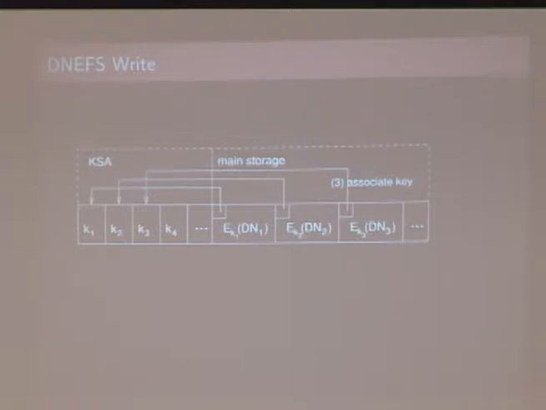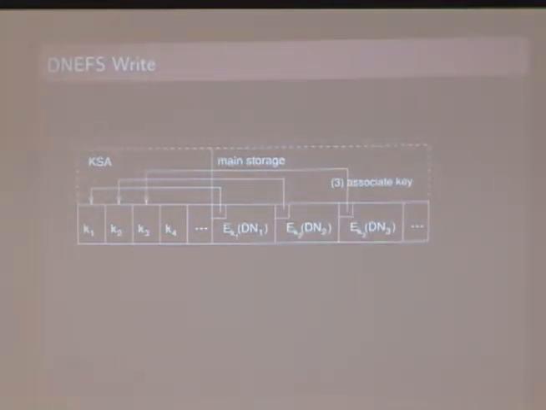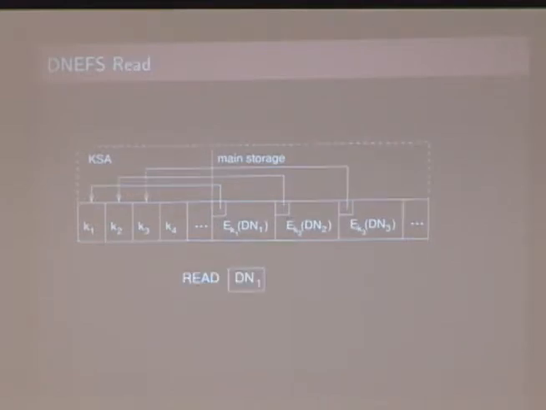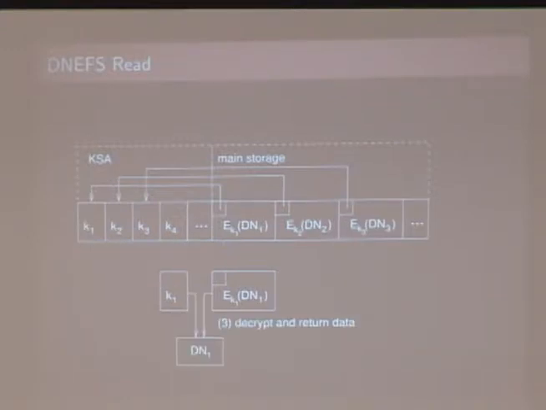We add to the header as well which key position was used to encrypt it. Of course, not the key itself, but just a reference to some entry in the KSA that we can then use later when we perform a read. So now if we want to read data node 1, the file system tells us where on flash we can find it. Of course, we read the encrypted version along with this key position. We then read the key, decrypt, and return the data.